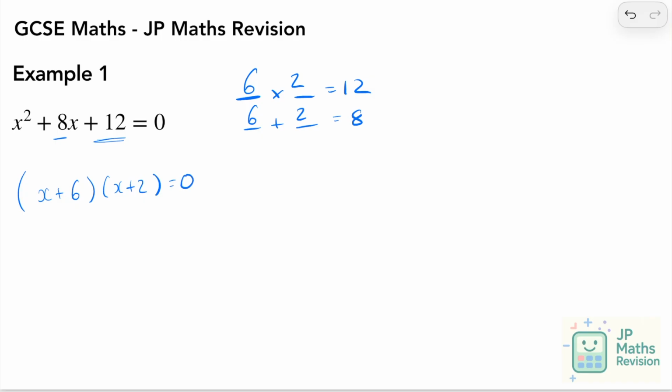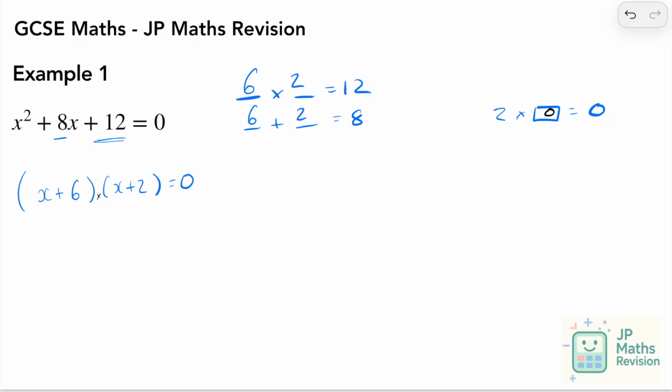The method we use to solve these has to do with the fact that if you multiply two numbers to get 0, one of those numbers always has to be 0. For example, if I have 2 times something equals 0, the only possible number that something could be is 0. We call that the zero product property. So we have here x plus 6 times x plus 2 equals 0.